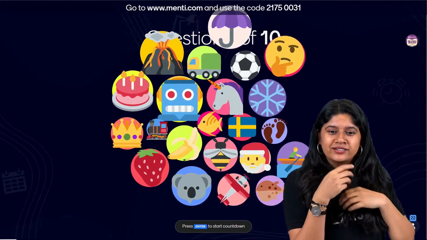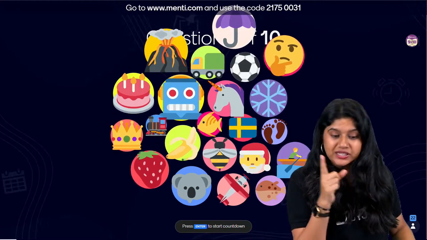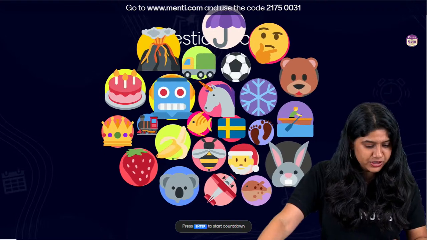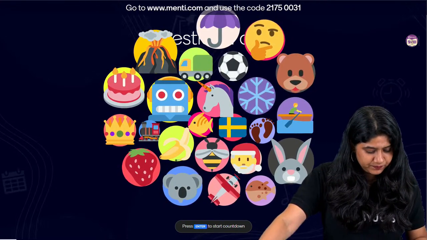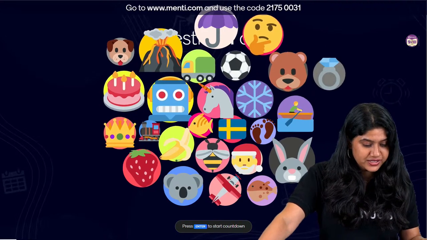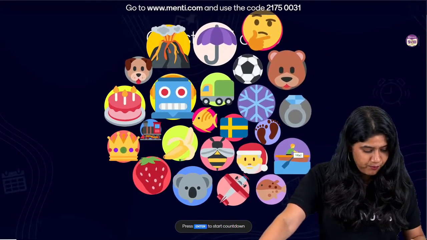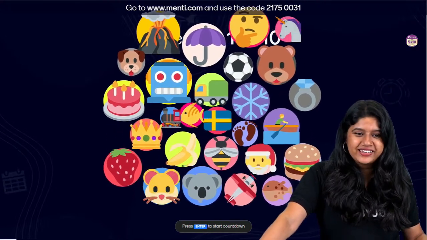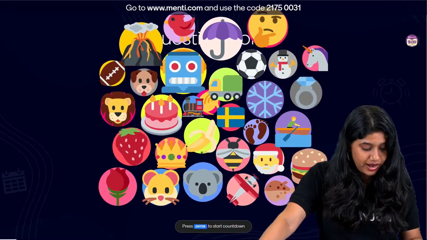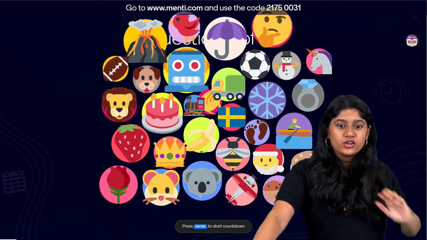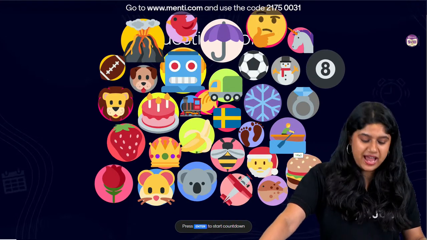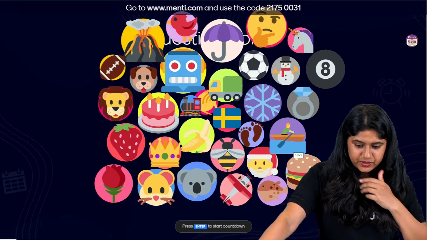Suresh, I will do the honor of starting it, but I think we'll wait for our friends because many of them got stuck and are not able to join. Let me also try and see what the issue is with Menti. Do tell us, everyone, if you're facing any issue. Yes, you just need to write menti and then write the code, 21750031. Now the number is increasing. Quickly, everyone. Yes, I have also joined the quiz, and I am number 8.